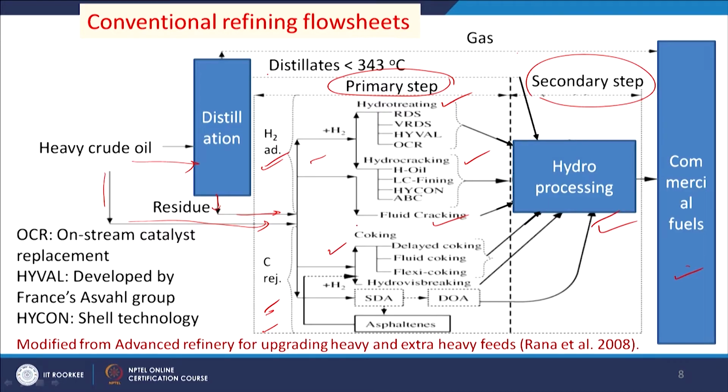So, hydrotreating may be of different technology: RDS, residual desulfurization, and then vacuum residue desulfurization. HyVahl is developed by the French Institute of Petroleum group, this is one hydrotreating process, and OCR is an on-stream catalyst replacement process. In this case hydrogen addition takes place, and hydrocracking is H-Oil, LC-Fining, HYCON and ABC. HYCON is a Shell technology, so is ABC technology.